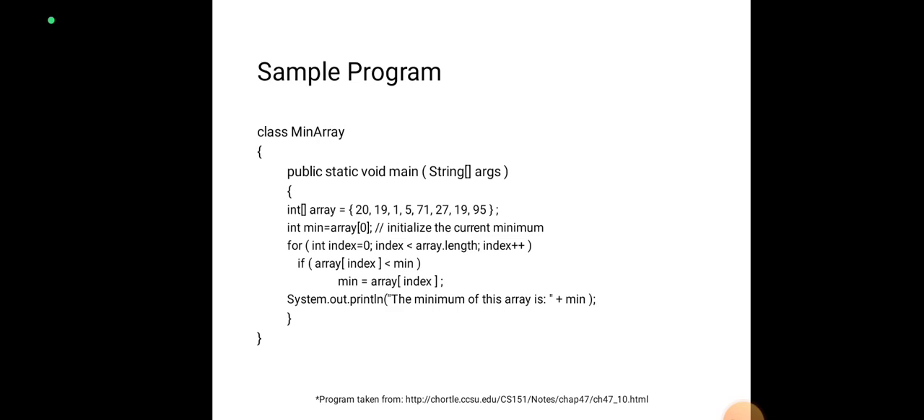Here is a sample program. The class name is MinimumOfArray, and here the main program starts and we are declaring the array with the values 20, 19, 1, 5, 71, 27, 19, 20 of integer type. First we are initializing the current minimum value, and then we are using System.out.println to print the array with the incremental values.